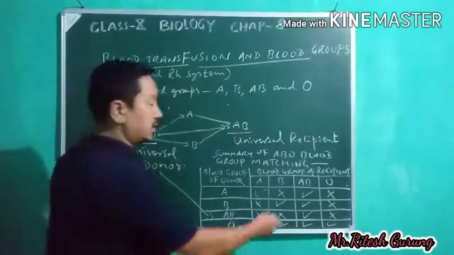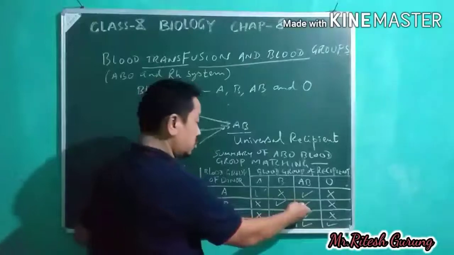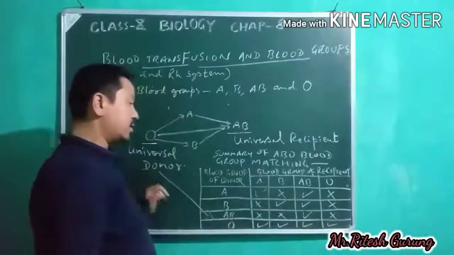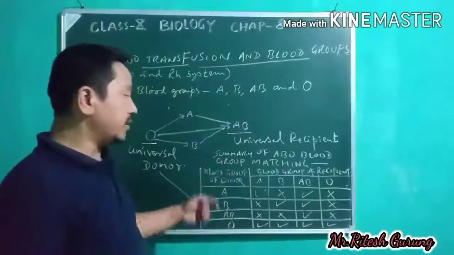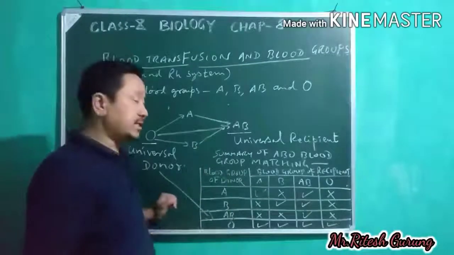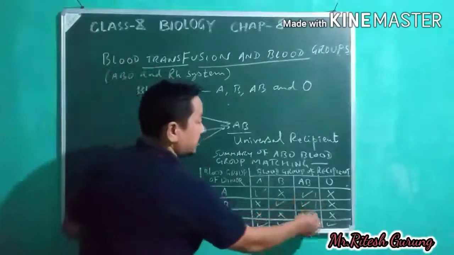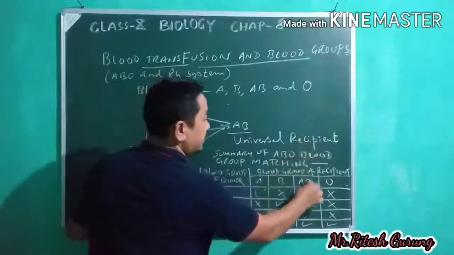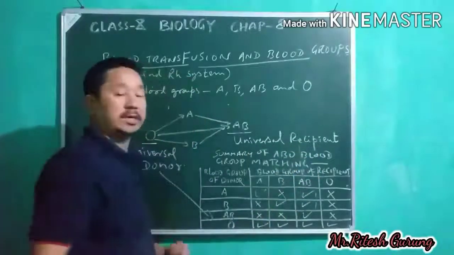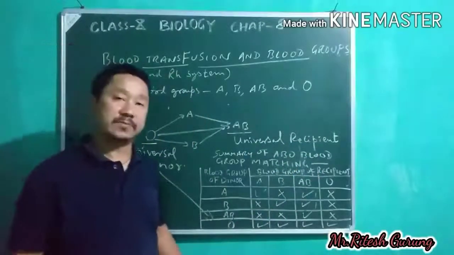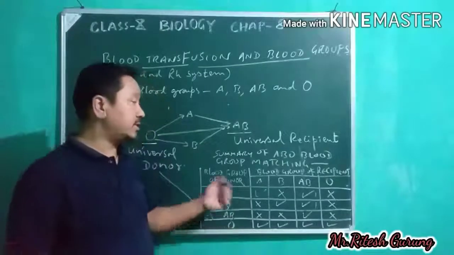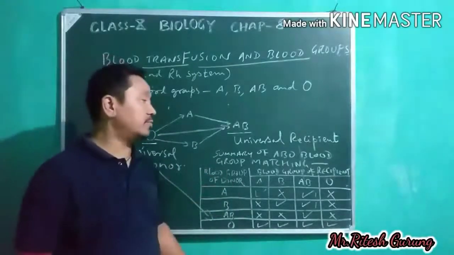And similarly AB can receive from all. Though AB cannot donate to all. AB can donate to AB only, but it can receive from all. See here. So it is universal recipient. AB is universal recipient. Alright, this is the summary of ABO blood group matching.